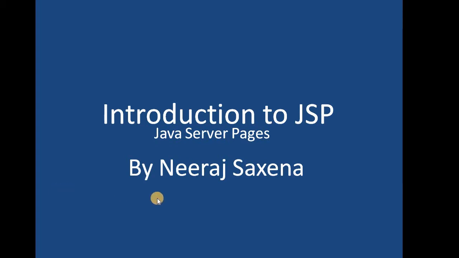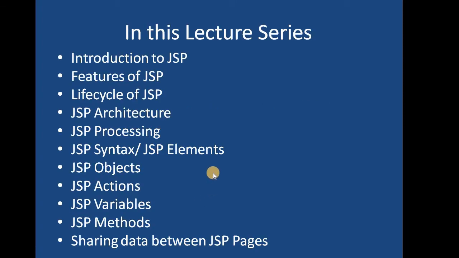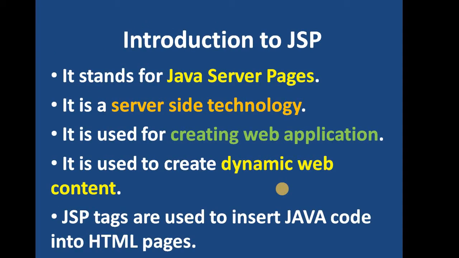Let's see what we are going to talk about JSP in this lecture series. We will be talking about a general introduction to JSP, then we'll see features of JSP, what is the life cycle of JSP, we'll talk about JSP architecture, JSP processing, then we'll see what is the JSP syntax, that is also known as JSP elements, most commonly known as JSP directives, JSP scriptlets, JSP expressions, and how we can perform commenting in the JSP. We'll also talk about JSP objects, action handling in the JSP, and JSP variables, JSP methods. Then we'll see how we can share data between JSP pages, and we'll learn a lot more in this lecture series. So let's begin with the introduction to the JSP.